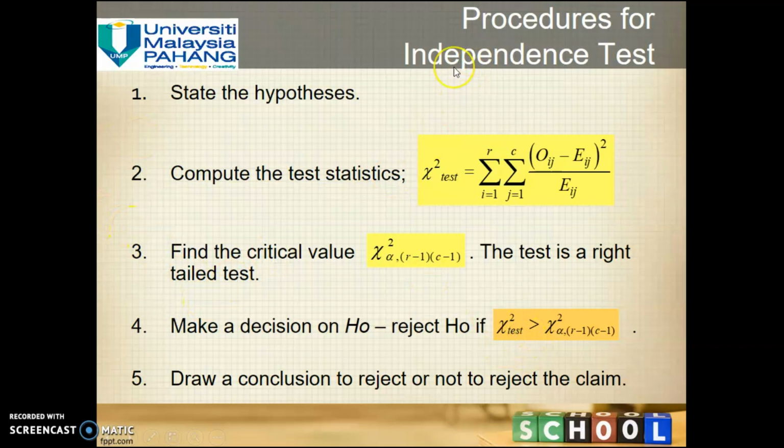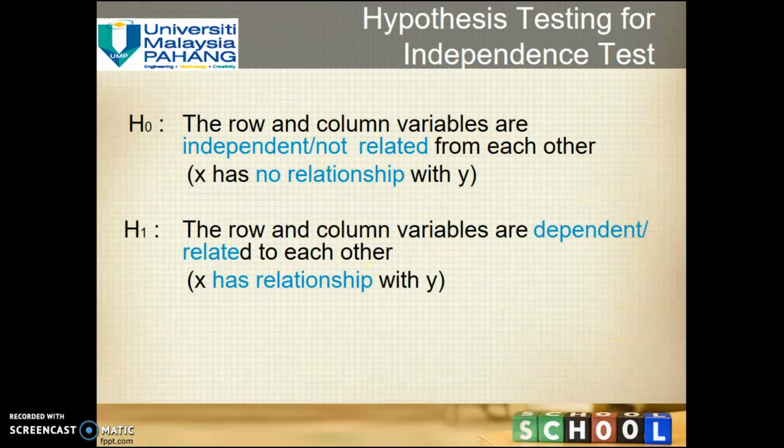Step 5, conclusion. For the independence test, what is your hypothesis? For the independence test and also the homogeneity test later, your hypothesis is fixed. It doesn't matter what question you have. As long as it is an independence test, your H0 will be that the row and column variables are independent. Or you can write not related. Or you can write that there is no relationship between row and column.